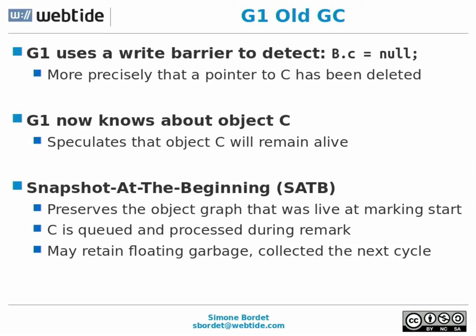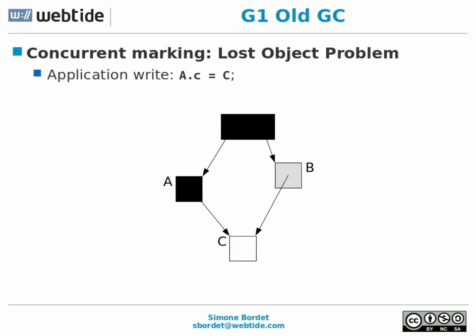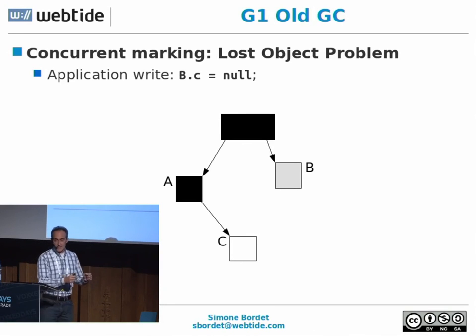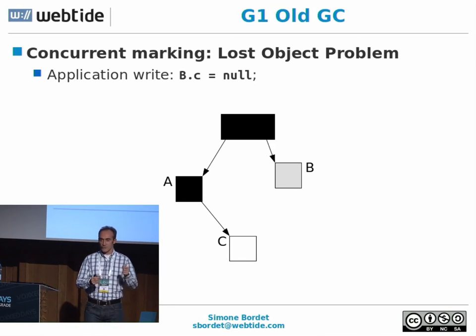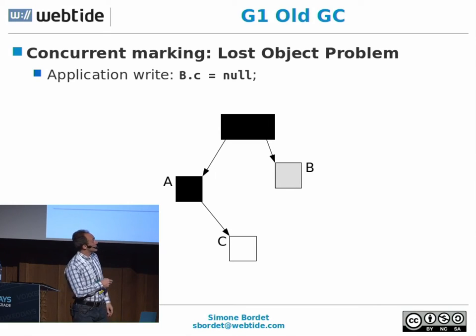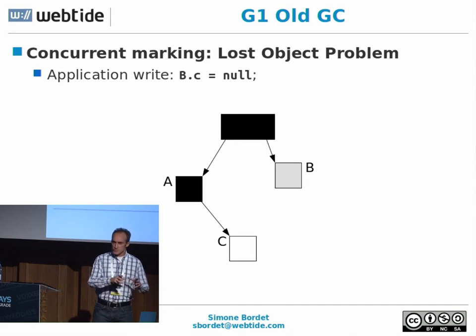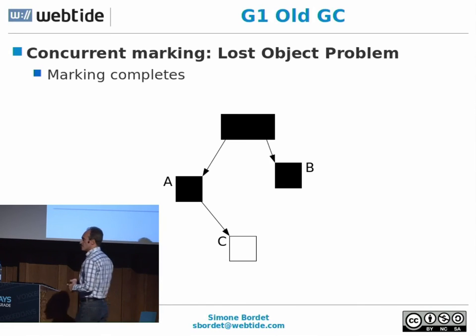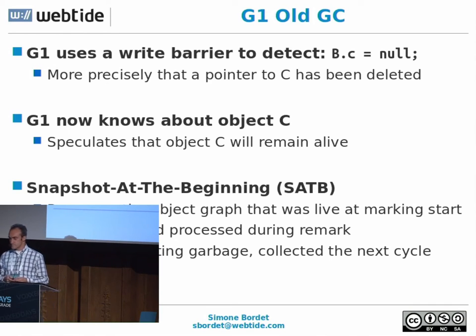So what G1 does is, again, it uses a write barrier to detect when B.C equals null. Let's go back here. Whenever this pointer is deleted, G1 triggers and says, oh, you're modifying a pointer, let me do some additional work before I actually nullify that pointer. Because G1 knows everything about the objects, it can say, I know that you just deleted a pointer to object C. Let me put object C into a special place because I need to process it later. This special place is called the snapshot at the beginning queue.